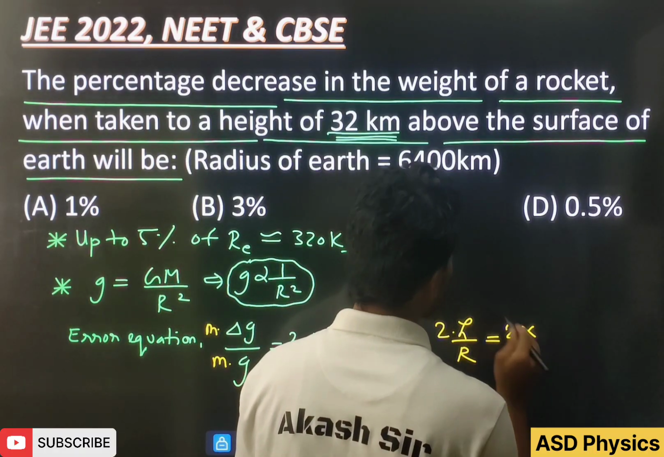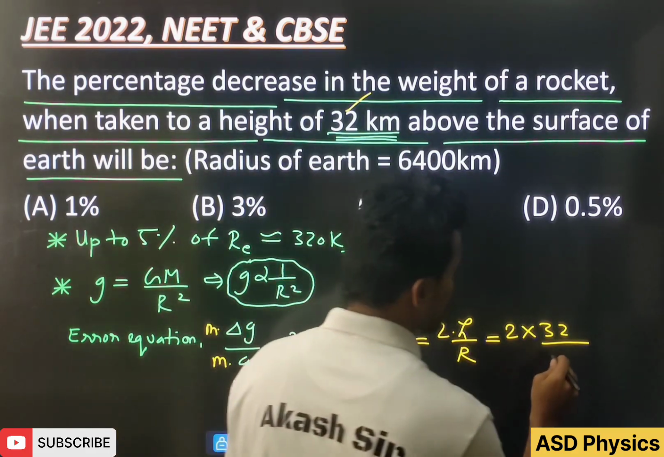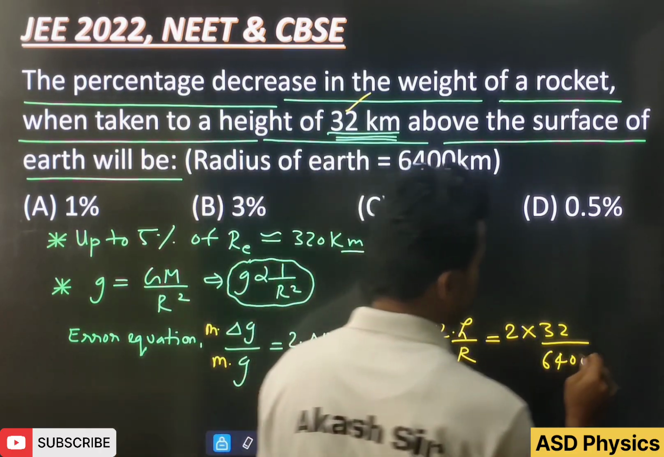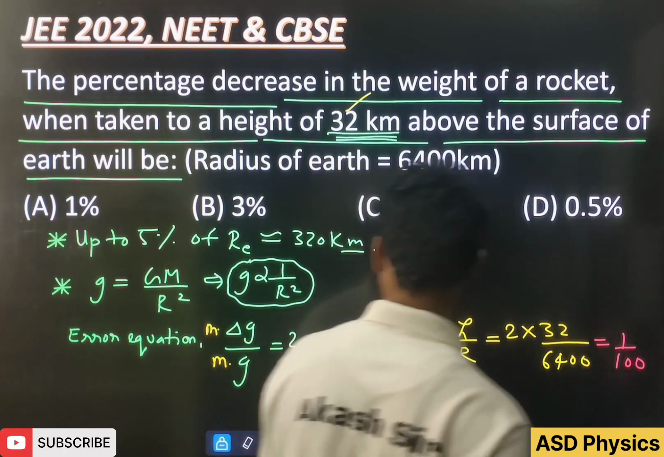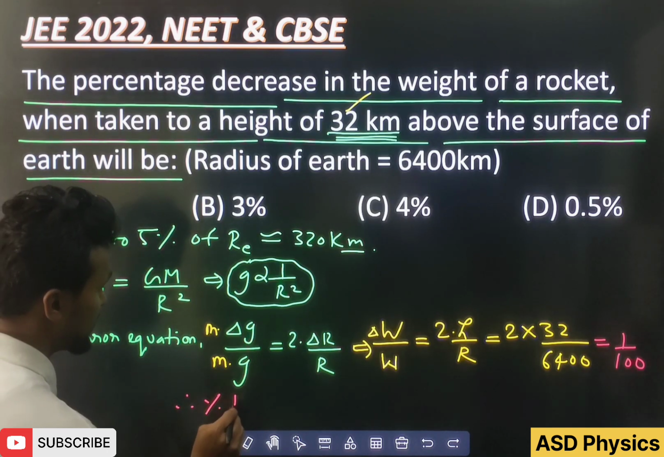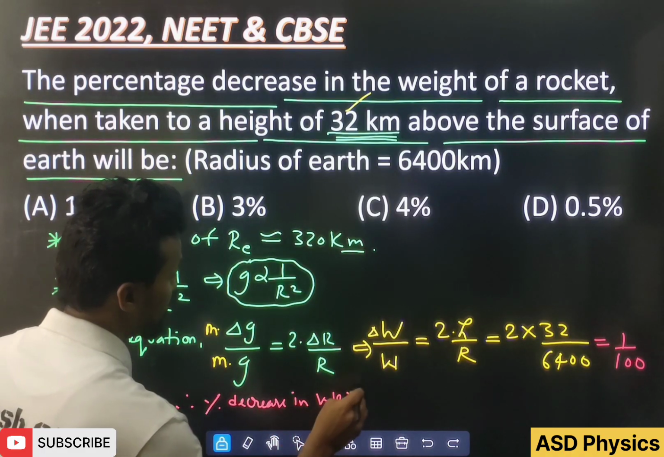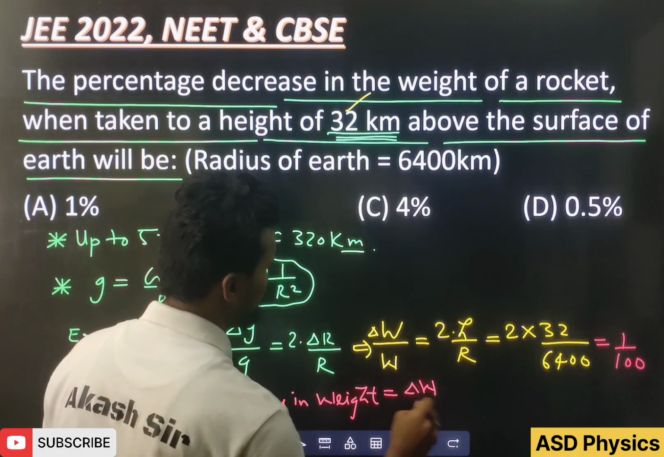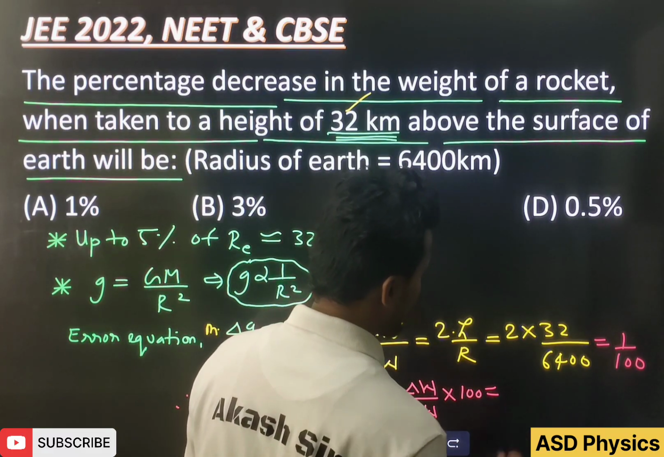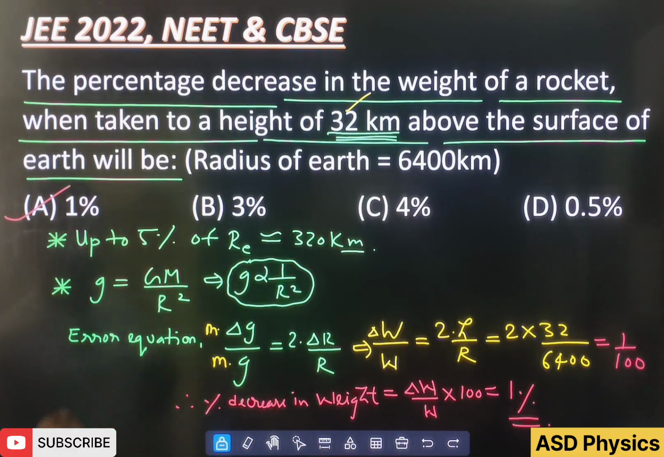So we can write 2 times the height, which is given here as 32 kilometers, so 32. The radius of the earth is 6400 kilometers, so kilometer cancels out. When you solve it, it comes to 1 by 100, but here they are asking in percentage. Hence the percentage decrease in weight will be delta W by W into 100. So 1 by 100 into 100 will become 1%. So which option is correct here? The correct option is option A.